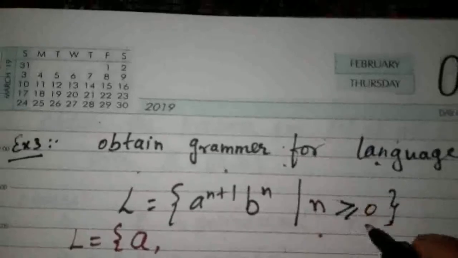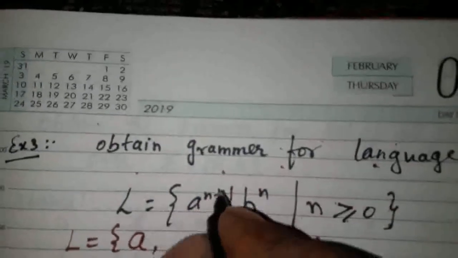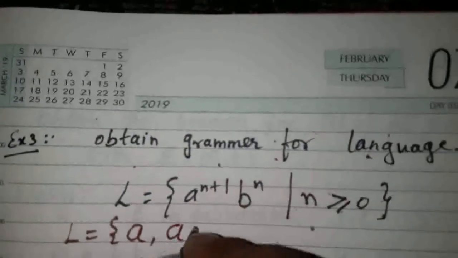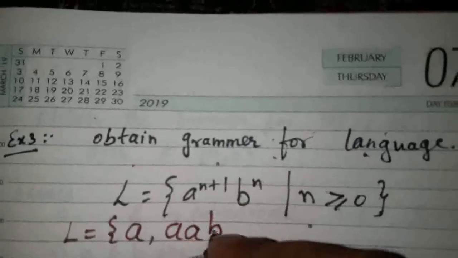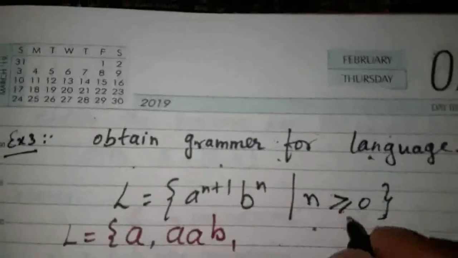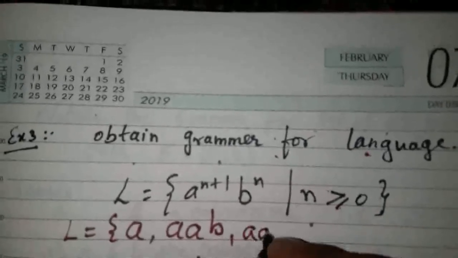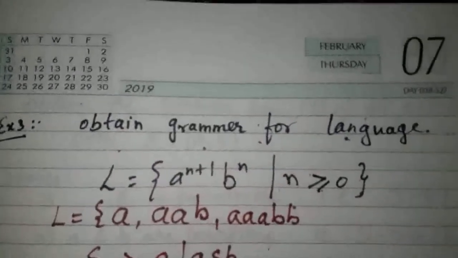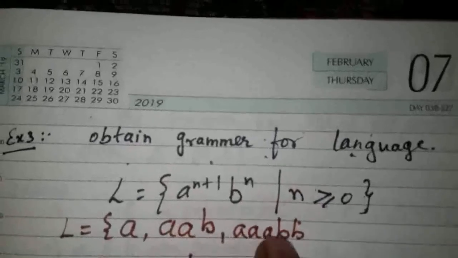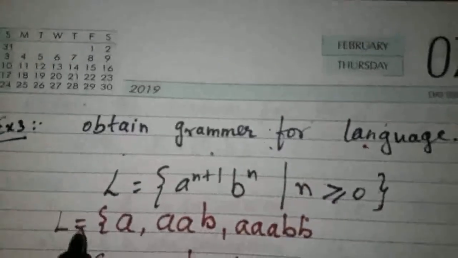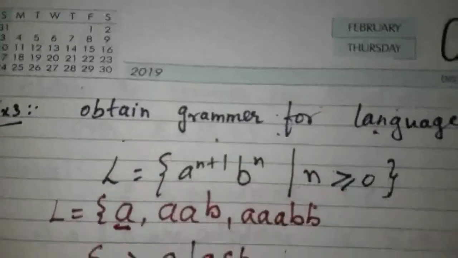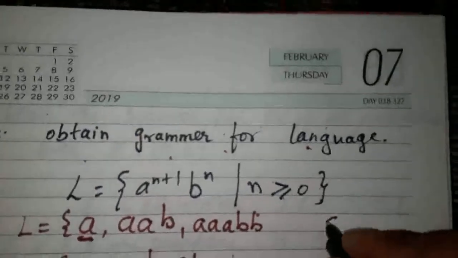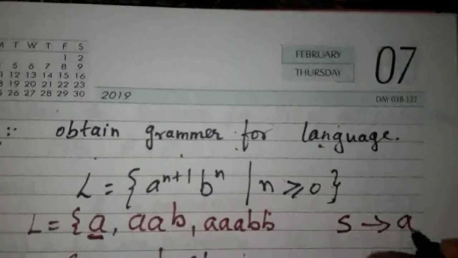If the value of n is equal to 1, I will get 1 plus 1, 2 a's followed by a single b. If the value of n is equal to 2, I will get 3 a's followed by double b. Now 1 a I am getting extra every time. What is the basic string I have? A. So the first production will be S → a.